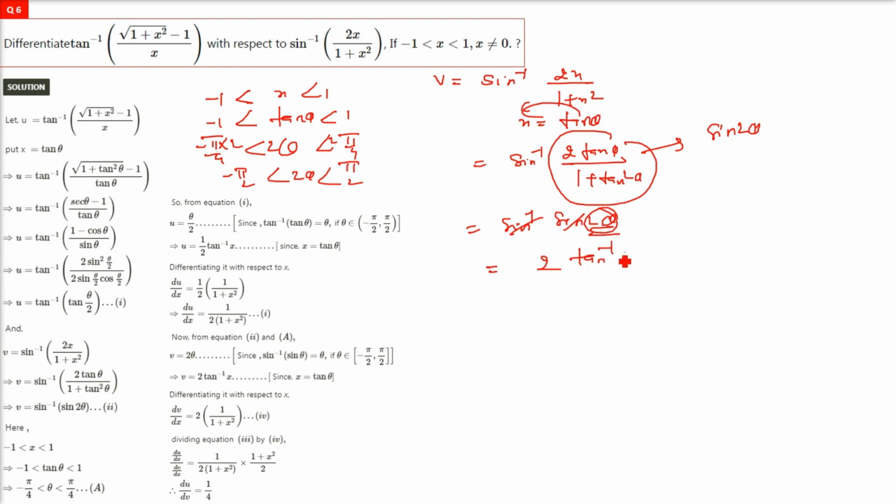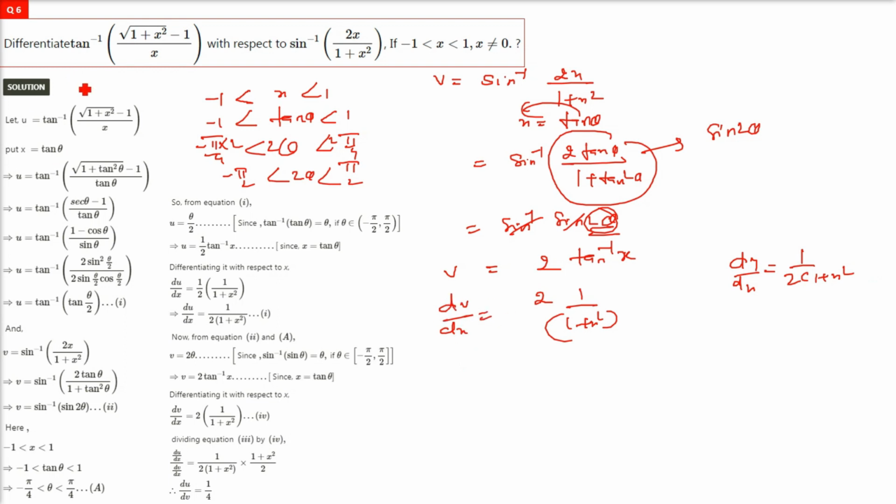2 into theta. Theta is tan inverse x. So dv by dx is equal to 2 times the derivative of tan inverse x, which is 1 by 1 plus x square. Now remember, du by dx we have already computed, and that has come already as this one only: 1 by 2 into 1 plus x square.